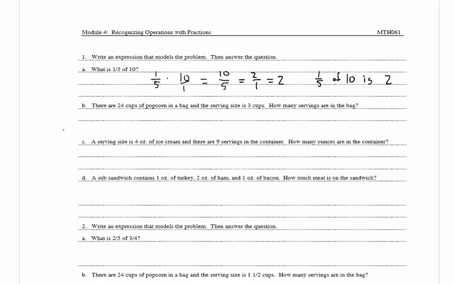In B, it says there are 24 cups of popcorn in a bag, and the serving size is 3 cups. How many servings are in the bag? In order to find how many servings there are in the bag, we're going to take the 24, the number of cups in the bag, and we're going to divide it by the serving size, which was 3. And 24 over 3 could reduce to 8 over 1, and 8 over 1 is equal to 8. So there are 8 servings in the bag.